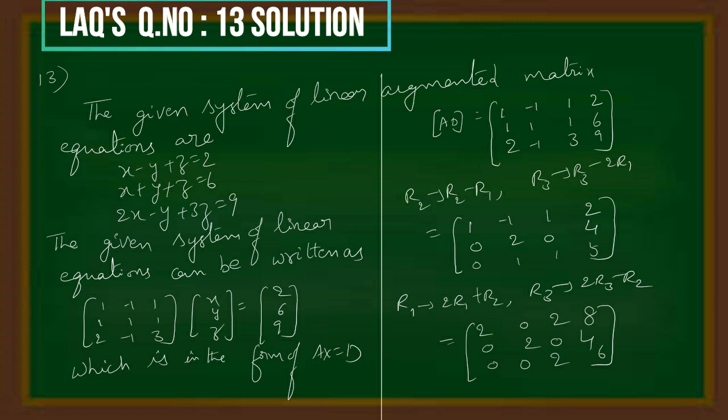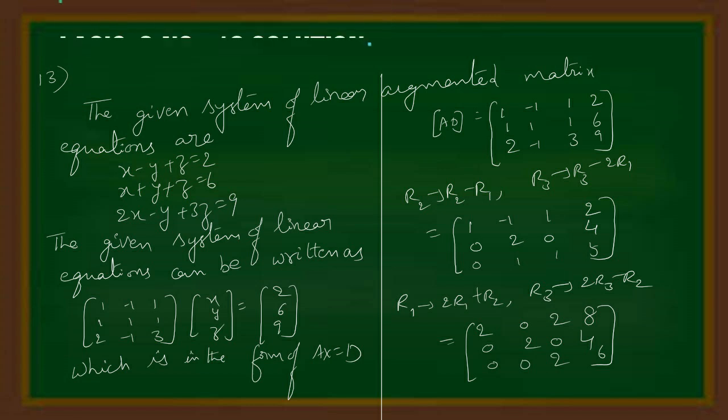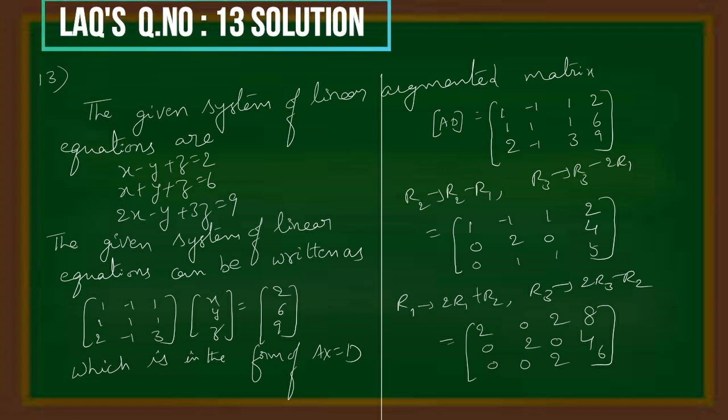A is equal to 1, minus 1, 1, 2, 1, 1, 2, minus 1, 3. That is the coefficients of x, y, z. And x is a variable matrix, that is equal to x, y, z. And D is equal to the constant matrix 2, 6, 9. We solve by the Gauss-Jordan method.